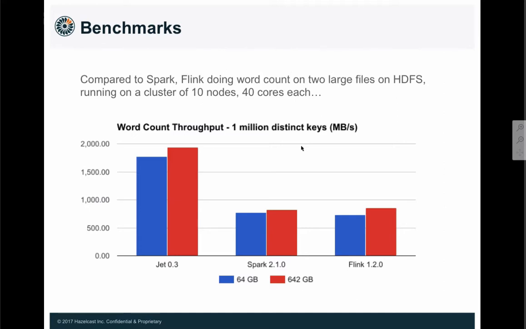We are running this test on 10 nodes with 4 cores each. And if you look at the throughput compared to pretty much the latest versions of Spark and Flink, JIT did very well here, I think. We are almost twice as fast as these two other frameworks.